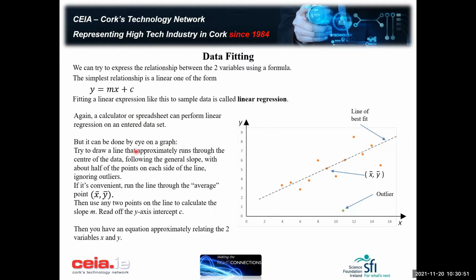But you can do it roughly by eye, just by following the general slope and trying to keep roughly half the points above and below the line. And you might try to run it through the average point, the average of the X's and the average of the Y's, but that's not strictly necessary. Once you've drawn the line, then you would measure its slope the usual way and its intercept on the Y-axis. And then you can work out the relationship. You can express the relationship as Y equals mx plus c.